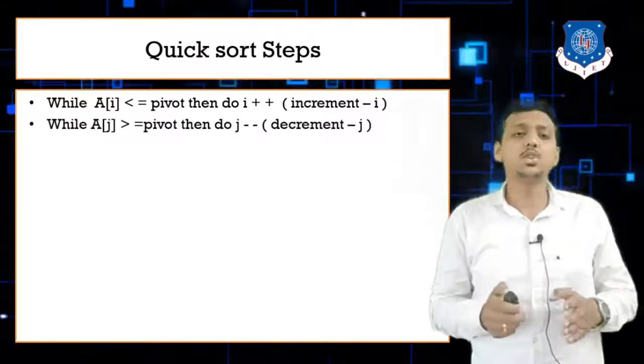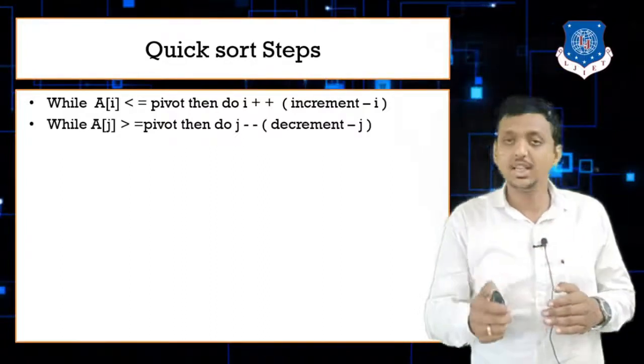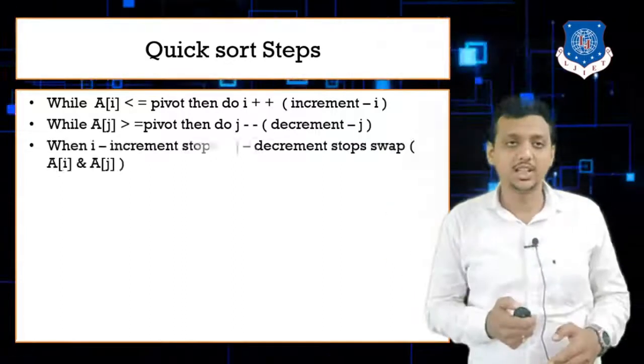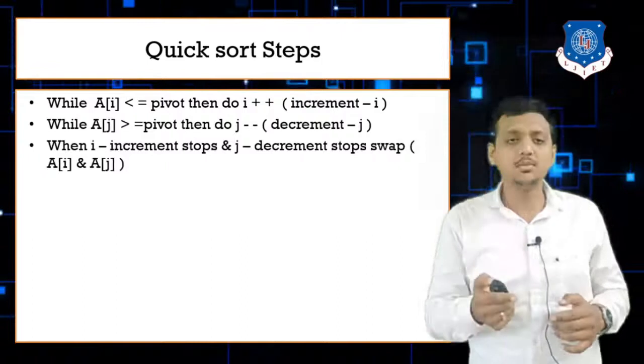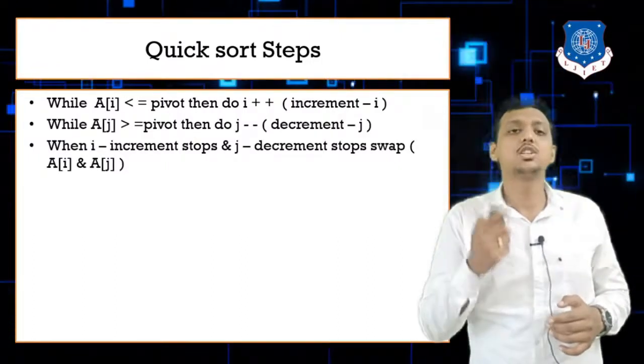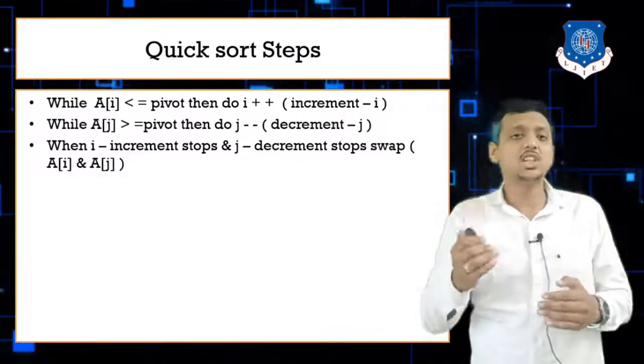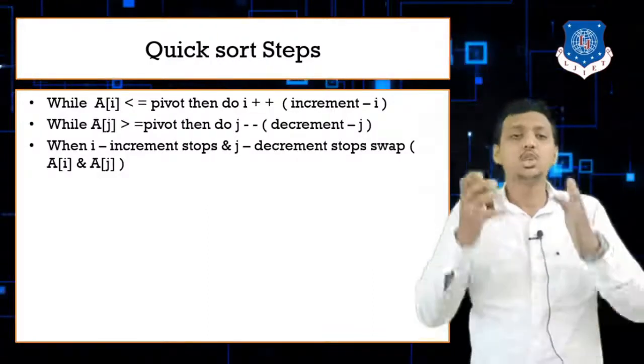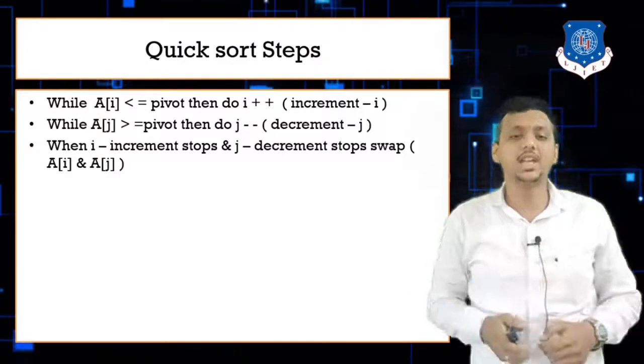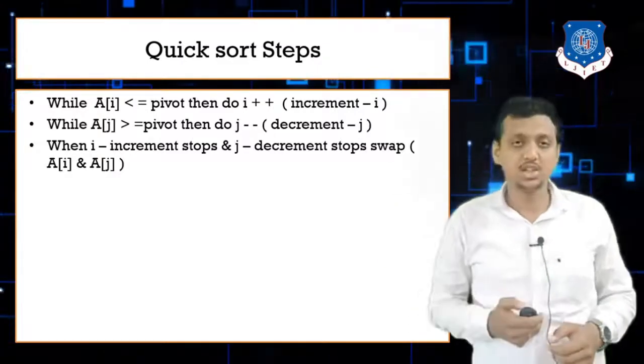So at one point, students, your I is not getting incremented, and at one point your j is not getting decremented. So if your I stops incrementing and j stops decrementing, then at that time you need to swap both A of I and A of j. That is the third condition.